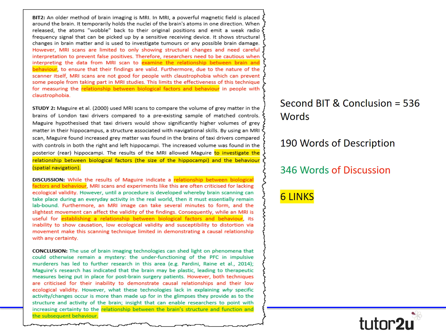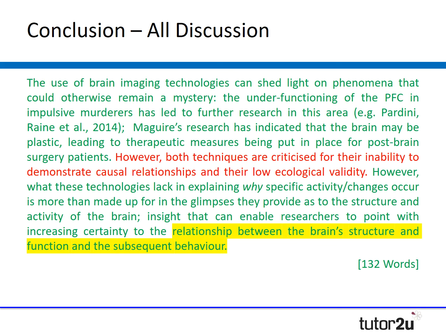So if we look at the second part of the essay, 536 words, that's my other half. Only 190 words of description and knowledge, 346 words of discussion because of my conclusion. And also, more importantly, 6 links back to the question in hand in this case. So 6 further times I've used that phrase, relationship between brain and behaviour. I will just read you the conclusion, because despite the number of limitations I've drawn on in this particular essay, that doesn't mean I have to conclude in a very negative way, and actually you'll see that from my conclusion.